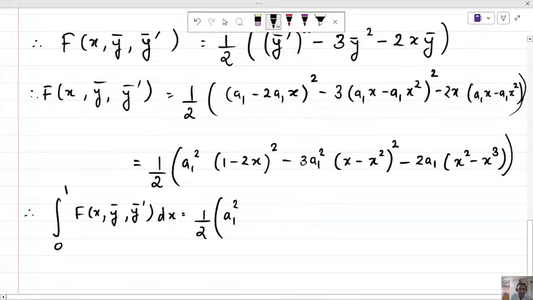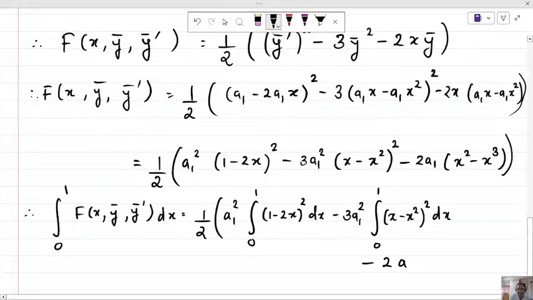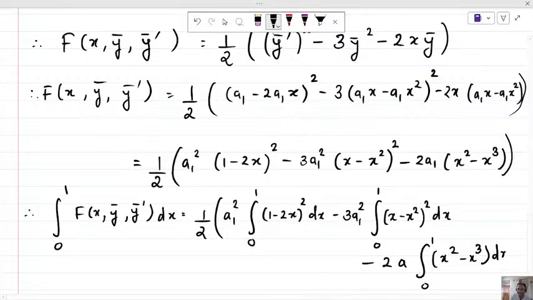So a1 square integral 0 to 1, (1 minus 2x) the whole square dx. Then 3a1 square integral 0 to 1, (x minus x square) the whole square dx, and minus 2a1 integral 0 to 1, x square minus x cube dx. This is what we have to integrate.